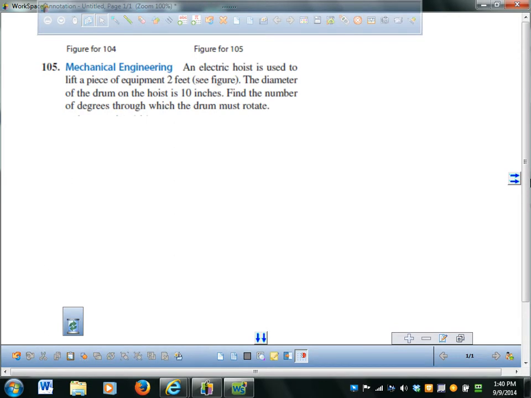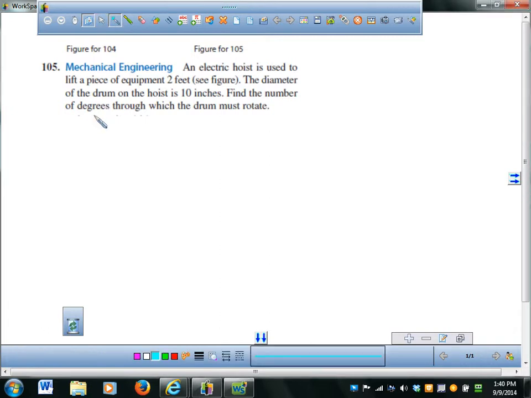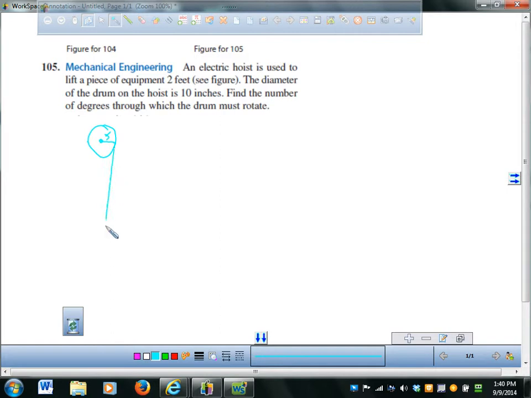So in this case, an electrical hoist is used to lift a piece of equipment 2 feet. The diameter of the drum on the hoist is 10 inches. So what you have going on here is some kind of hoist on a wheel, okay? And the diameter is 10, which means its radius is 5. And it's pulling up something, whatever it is.